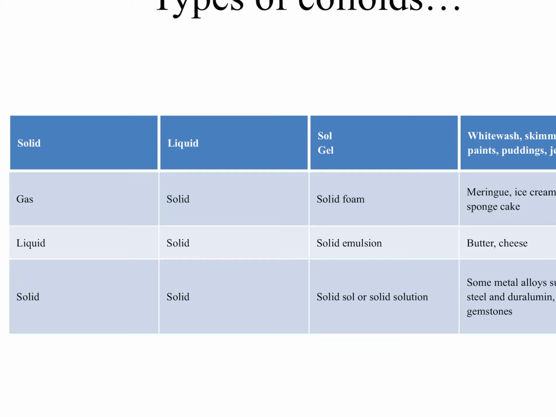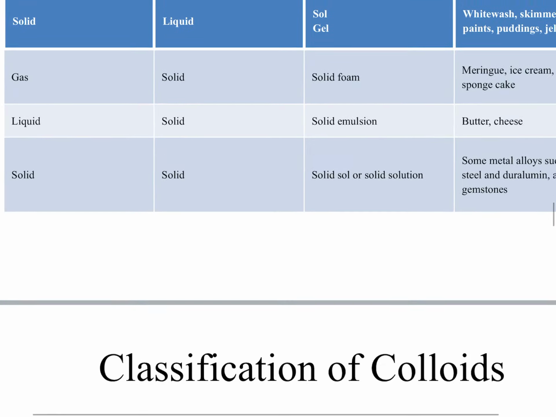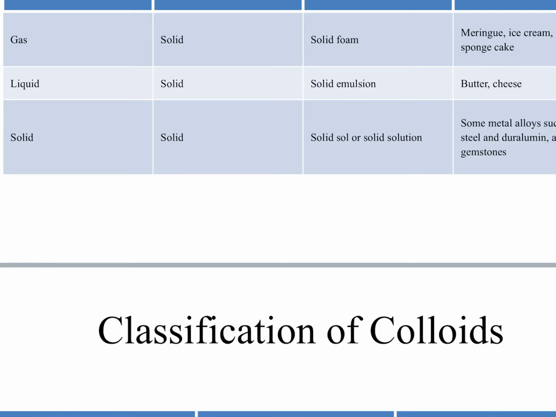Liquid distributed in the solid medium is called solid emulsion. Examples are our butter and cheese. They are examples of solid emulsions. And solid distributed in the solid is called solid sol or solid solution. Some metal alloys, steel, duralumin are examples of this. Next, we'll move on to classification of colloids.